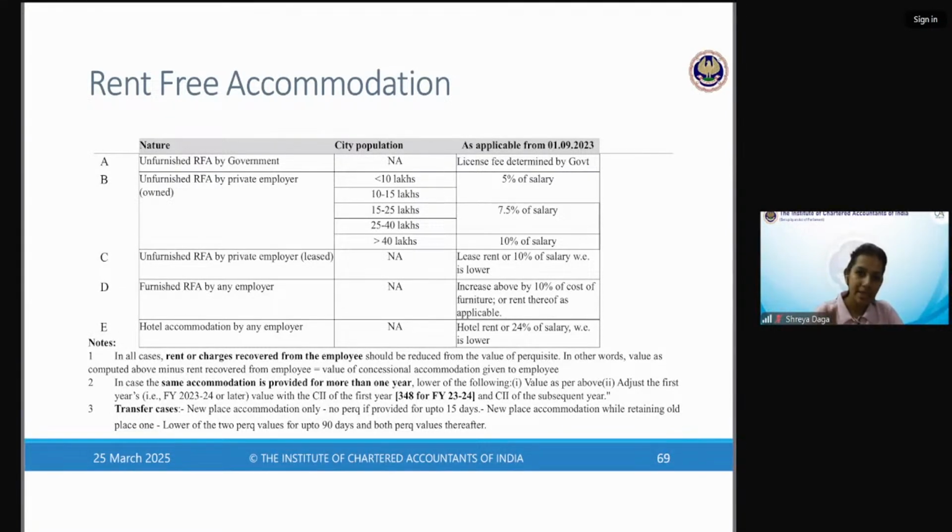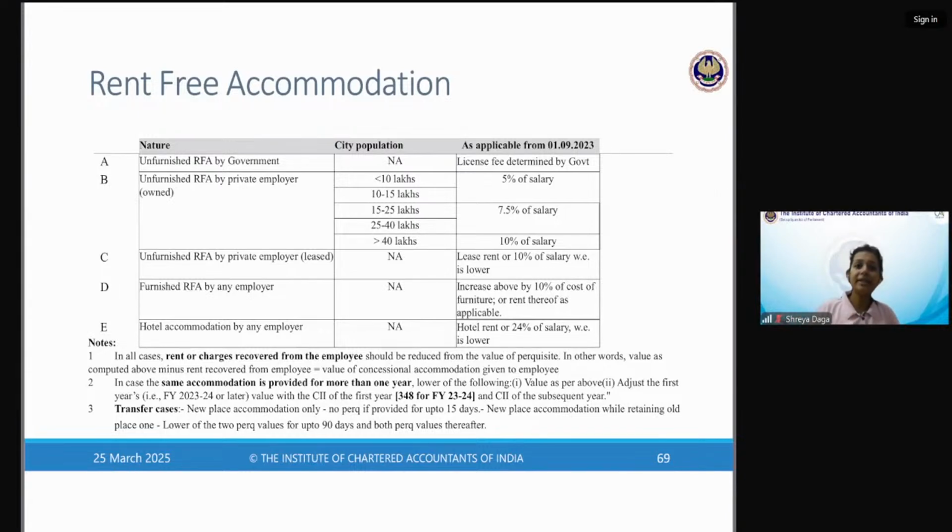Basically, if you have been posted to a different city, and you leave the accommodation given to you in the old city and take up an accommodation in the new city, then for 15 days, till you are finding a personal accommodation, there is no taxable perquisite. But if you are holding the old accommodation in the old place of posting as well as enjoying the new accommodation in the new place of posting, then up to 90 days you find out the value of both the accommodations and pay tax on the lower of the two.